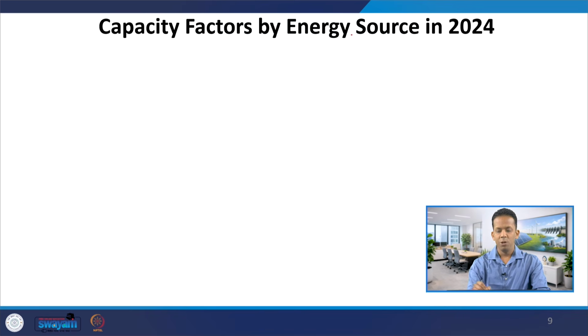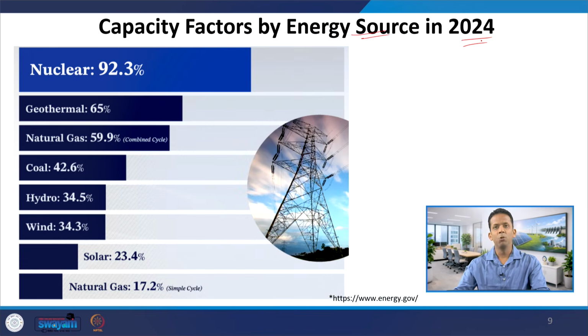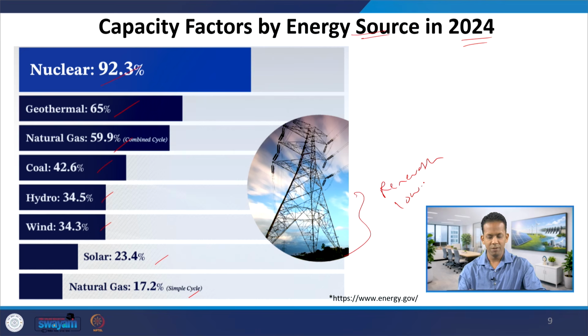So, by different energy sources, these are some of the numbers in 2024, and you can see nuclear, geothermal and gas based, they have much higher capacity factors than coal, hydro, wind and solar and the simple cycle of natural gas. So, you can see the renewables have lower capacity factor. And why is that? Because sun, wind, they are not available all the time, they are intermittently available, and so a power plant won't be able to operate for 24 hours day and night in all the seasons.